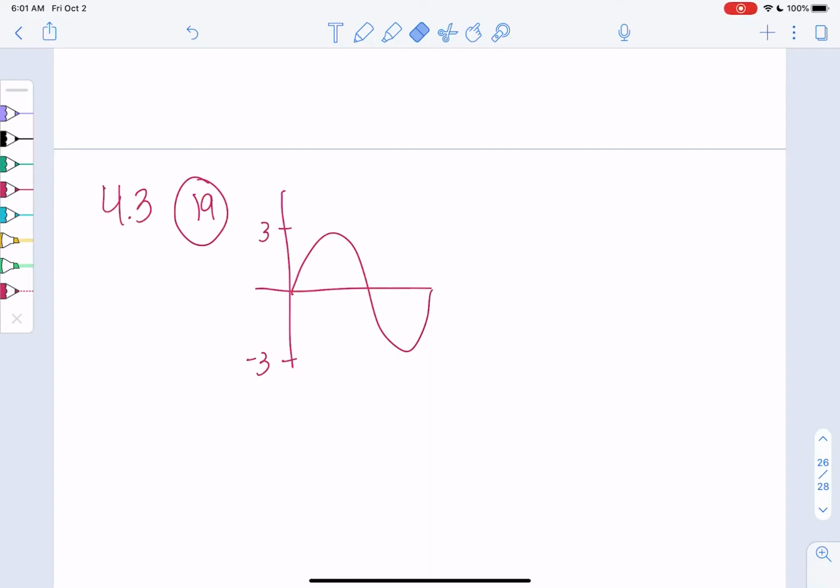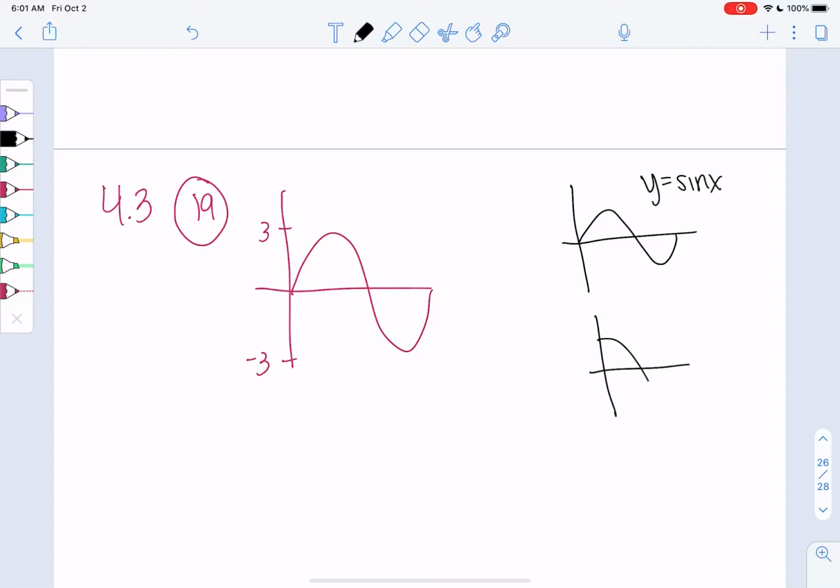All right, so here's 4, 3, 19, and we just want to figure out an equation for this graph. The two things we need to do, first we need to decide if it's sine or cosine. Sine starts at 0, so this would be y equals sine x. And cosine starts at 1, so cosine looks more like this. So I think for 19, it's going to be a sine graph.